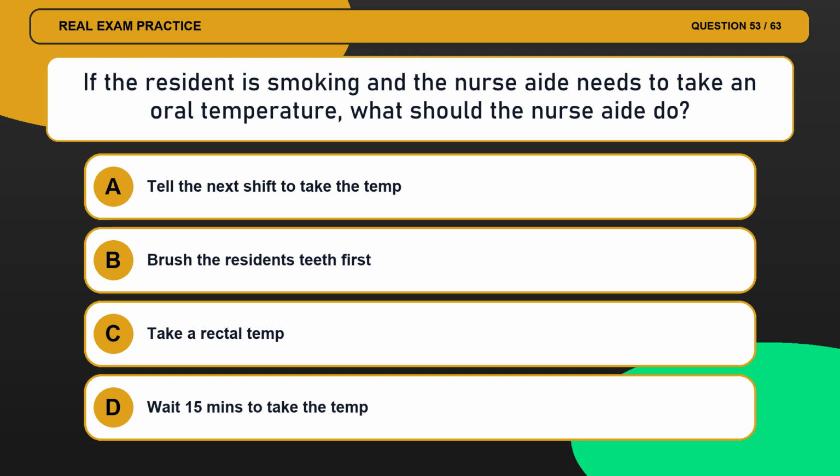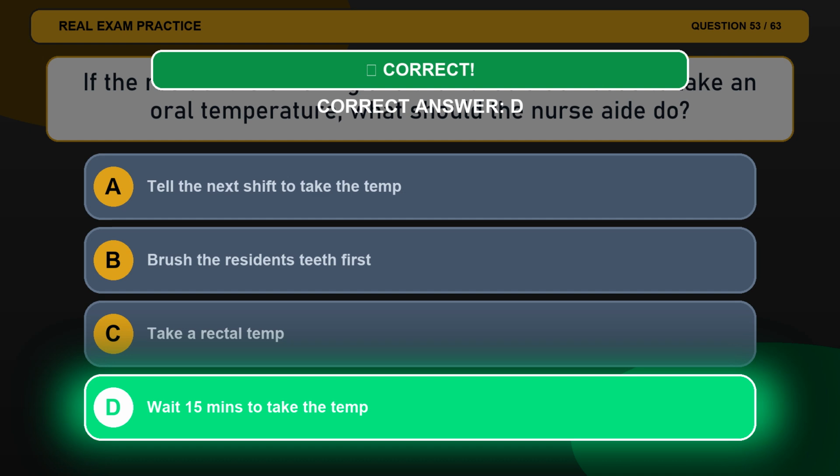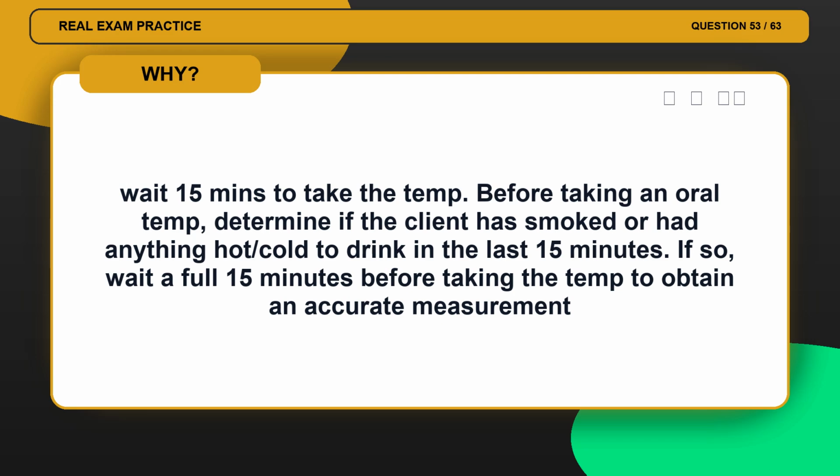Question 53. If the resident is smoking and the nurse aide needs to take an oral temperature, what should the nurse aide do? Option A, tell the next shift to take the temp. Option B, brush the resident's teeth first. Option C, take a rectal temp. Option D, wait 15 minutes to take the temp. The correct answer is option D, wait 15 minutes to take the temp. Before taking an oral temp, determine if the client has smoked or had anything hot/cold to drink in the last 15 minutes. If so, wait a full 15 minutes before taking the temp to obtain an accurate measurement.